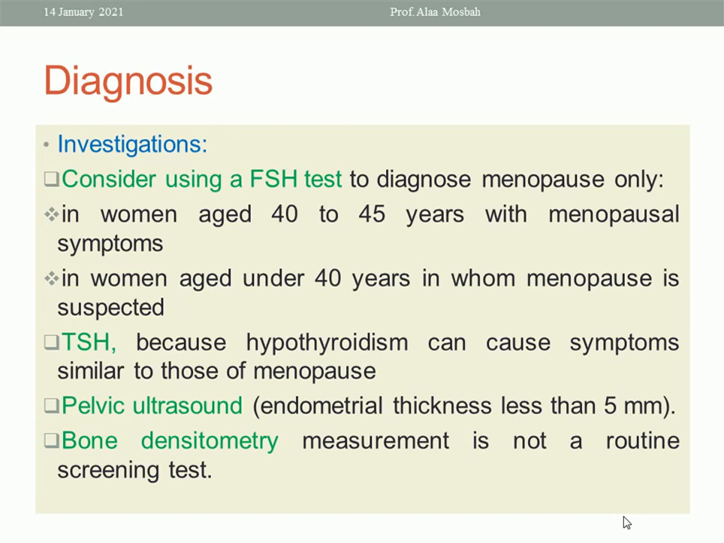Sometimes I am in need to do serum TSH. Why? Because hypothyroidism may simulate the symptoms of menopause. So I should test for TSH for that reason. I may need pelvic ultrasound, especially in high-risk cases, and be careful to measure the endometrial thickness. It is supposed to be atrophied in postmenopausal age and to be less than 5 millimeters in thickness. Also to screen the pelvis for any organic lesion.